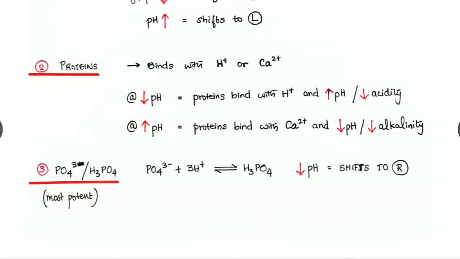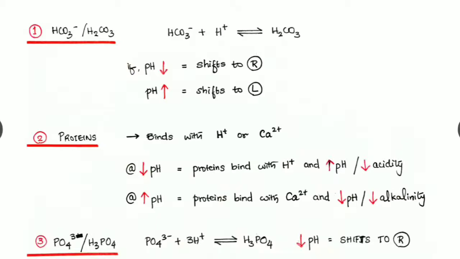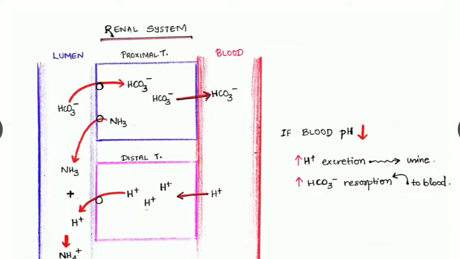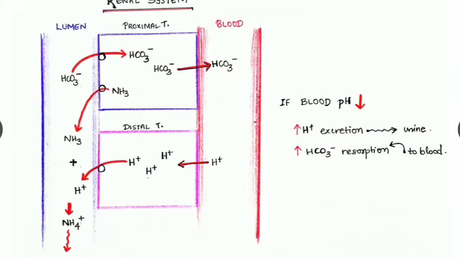And the same is happening in the sulfate buffer also. And this is all about the chemical buffers. The respiratory buffers we have seen initially, and now the third one, the renal system. In the renal system, we have discussed before, there is reabsorption of bicarbonate ion, there is excretion of ammonia, and also excretion of H plus protons.